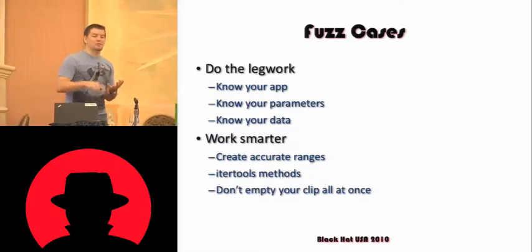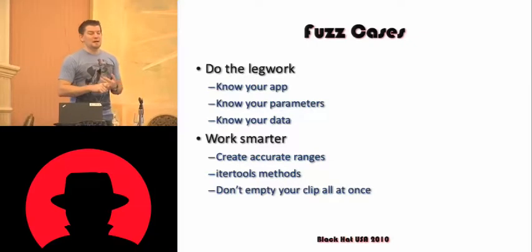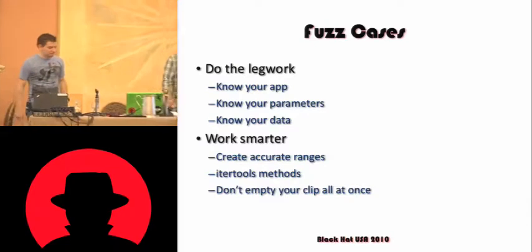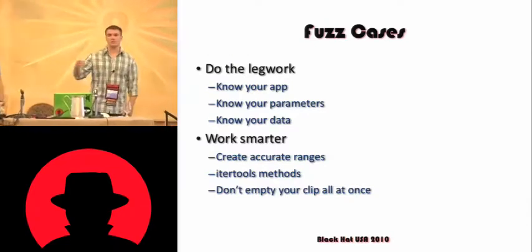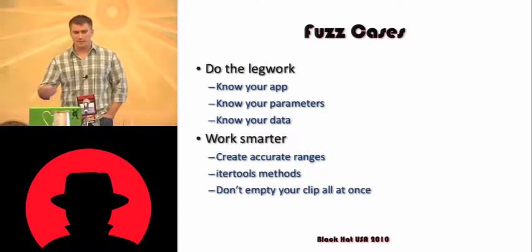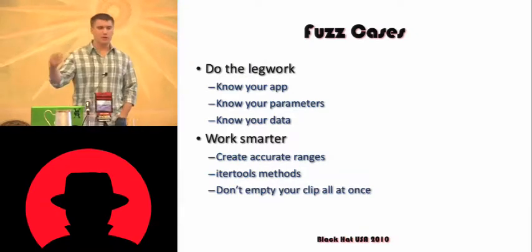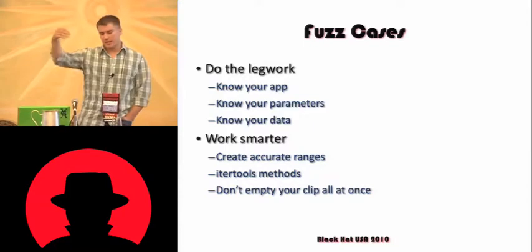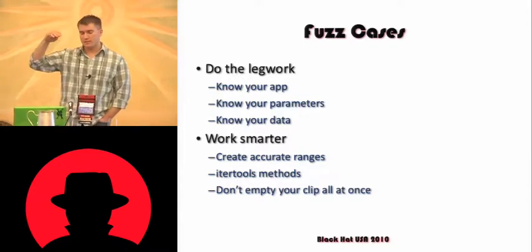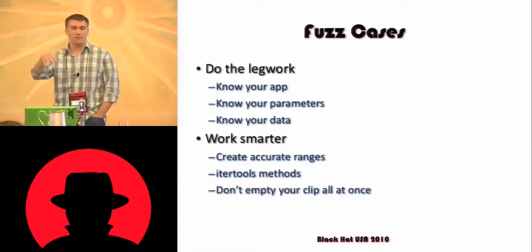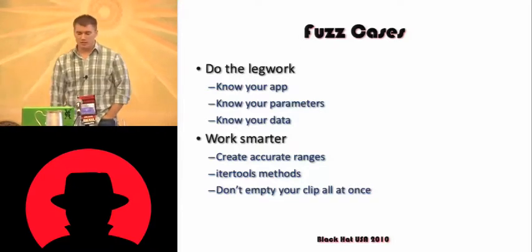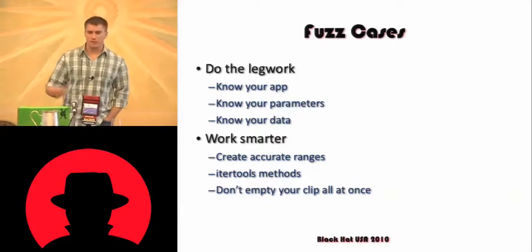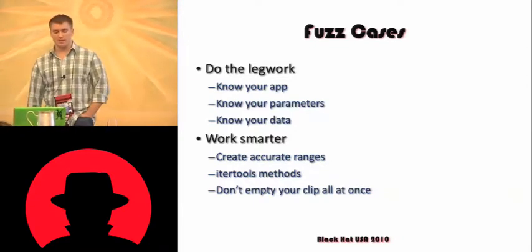So you want to know your parameters, you want to know what data it accepts, and really do your homework on it. One of the things I run into with scanners is that a lot of them try to throw everything at the application at once, like fuzzing every single request. The downside is that if two parameters end up blowing up, you're not going to go deep into the code path, and you might not be able to explore all the various paths through the application. So just be smart when you're generating these fuzz cases. Just do one at a time.